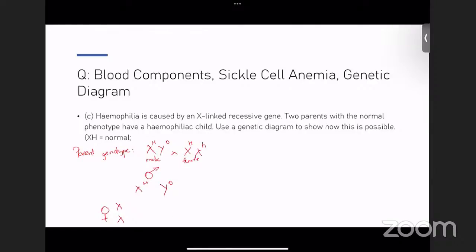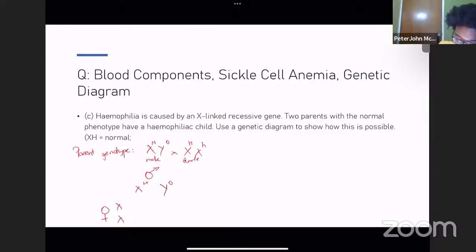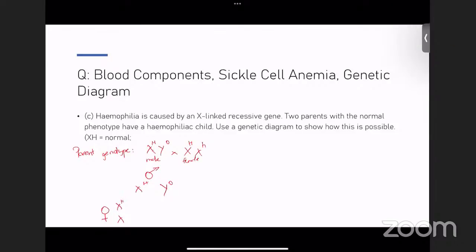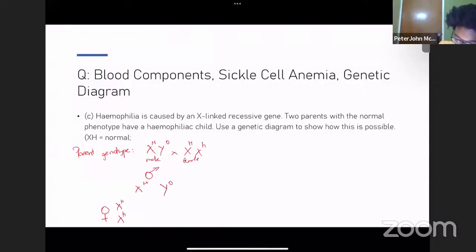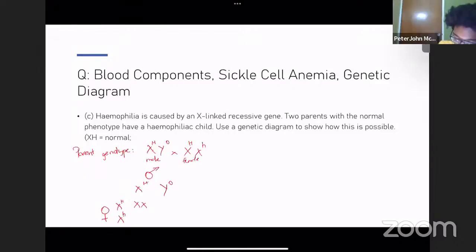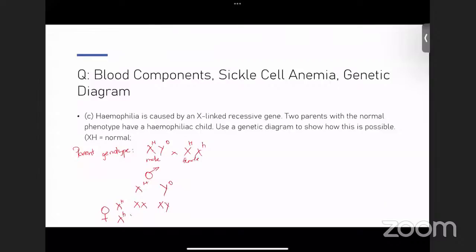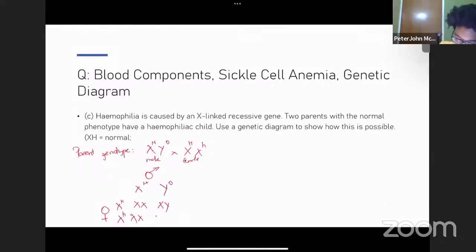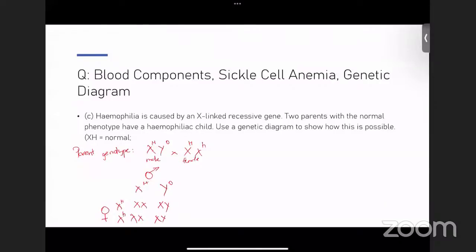So what is on the first X for the female? The capital H. What's on the second X? Another capital H. So when we do our cross, what's going in the first box? X capital H, X capital H. You can just fill this out right now, by the way. XX, what's the next thing? What's here? XY. What's going here? XX. What's going here? XY.